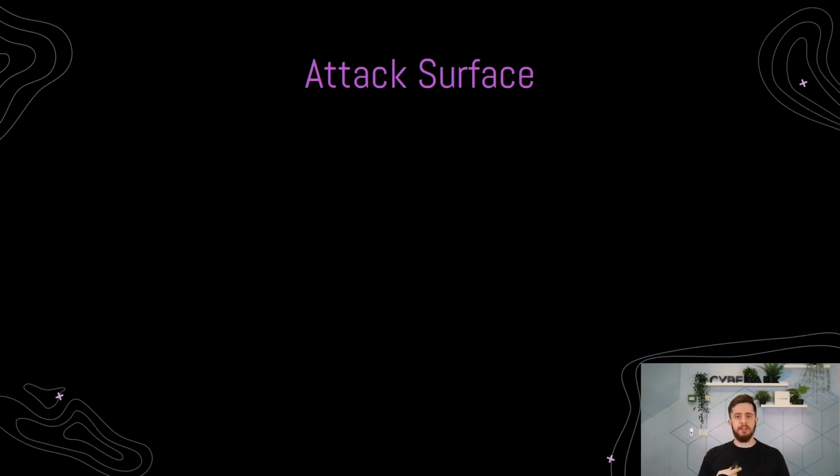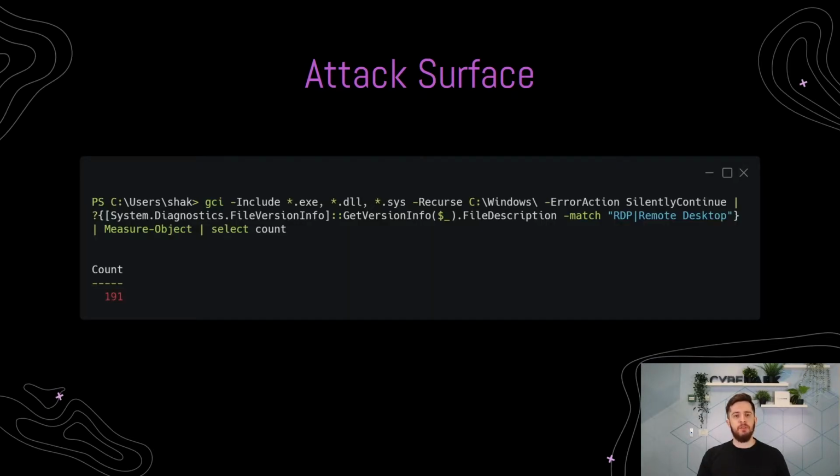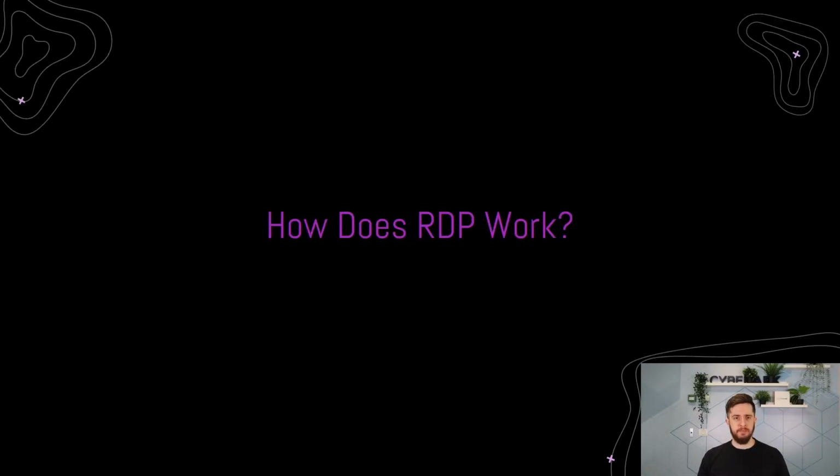To answer that, let's have a quick look at the RDP attack surface. As you can see from this simple query here, we have more than 190 RDP-related binaries, drivers, executables and so on. And this is on a vanilla Windows installation. So it's quite a lot of code, we can agree. Manual review doesn't seem like a great option at this point. And this is why we decided eventually to go with fuzzing.